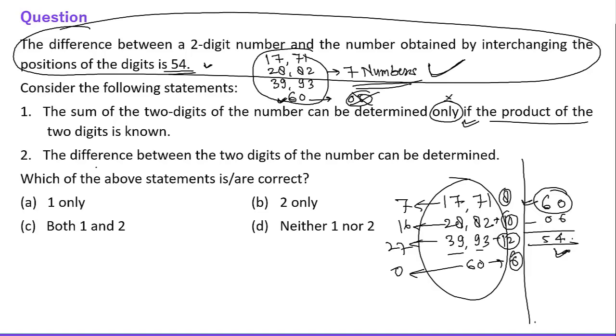After that, the difference between the two digits of the number can be determined. Yes, the difference can be determined because this is 54. 54 divided by 9 will give you 6, right? This is the sixth multiple of 9. So the difference of digits will be 6. This you can determine, obviously.